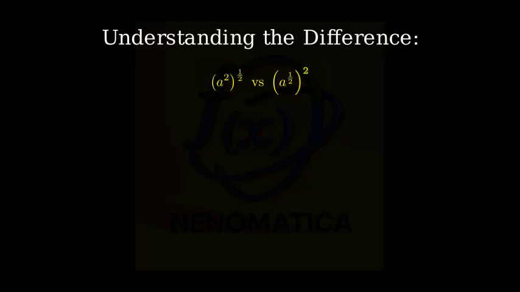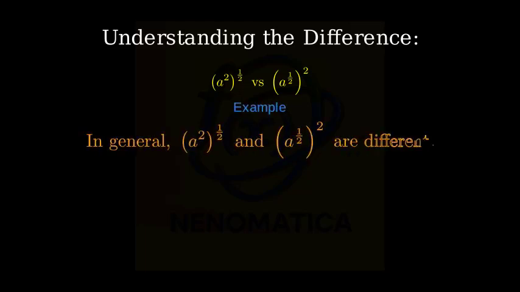Today we'll explore an important concept that often causes confusion in exponent rules. We'll explain the difference between a squared then square rooted versus a square rooted then squared. Let's start with our example. As we can see, in general the expressions a squared then square rooted and a square rooted then squared are different from each other. Let's analyze both expressions one by one.